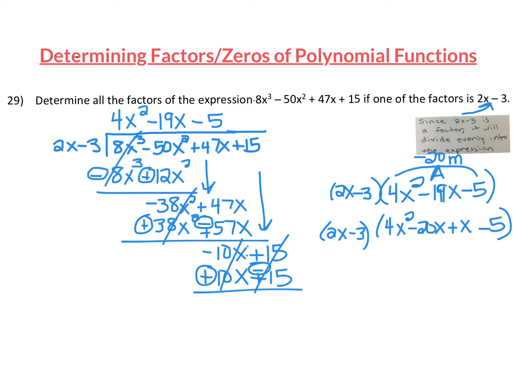If they said determine all remaining factors, then you wouldn't have to bring this down. But because it says determine all the factors, we have to keep that as one of our factors. I'm just going to put a little line here to separate this, and keep bringing down the 2x minus 3. And let's factor what's in the parentheses here further.